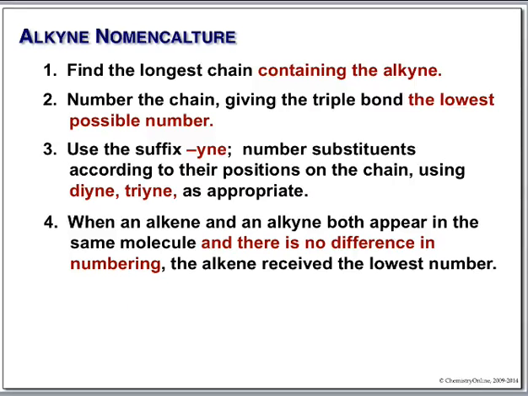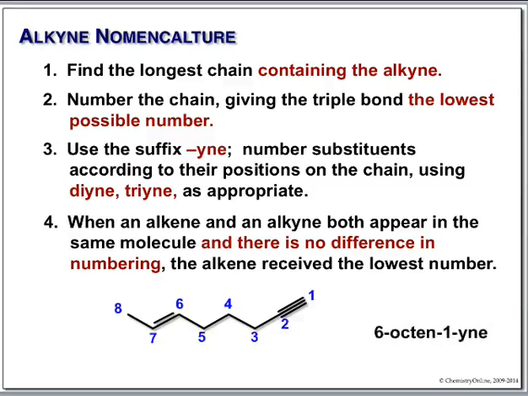If we have a molecule like this one, now there's a difference. So our alkyne is going to get the lowest number. This is going to be a 1-octene down here. And in carbon 6, we have a double bond. So that would be 6-octene-1-yne.